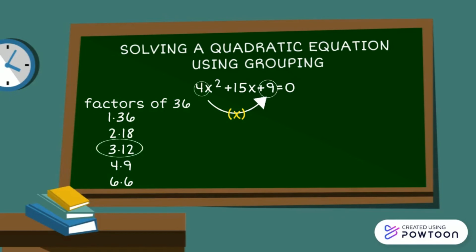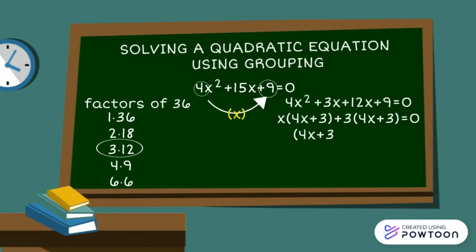Rewrite the equation replacing the middle term 15x with two terms using 3 and 12 as coefficients of x. Factor the first two terms and then factor the last two terms. 4x squared plus 3x plus 12x plus 9 equals 0. x times 4x plus 3, plus 3 times 4x plus 3 equals 0. 4x plus 3 times x plus 3 equals 0.